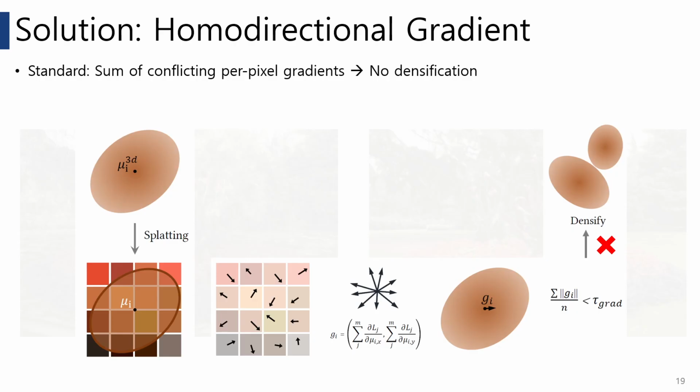So how does AbsGS address this problem of gradient collision? The solution proposed is called the homodirectional gradient. As we've established, the standard approach sums per-pixel gradients, which often have conflicting directions. This leads to a small overall gradient magnitude, often below the densification threshold, so large Gaussians are not split.